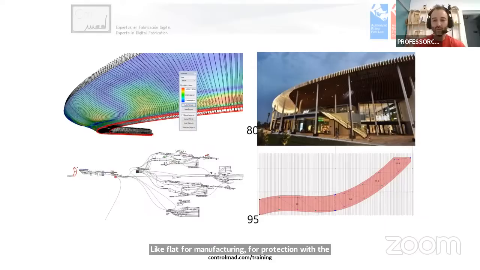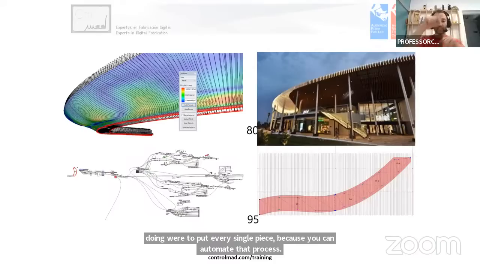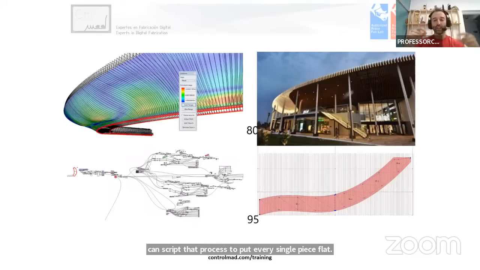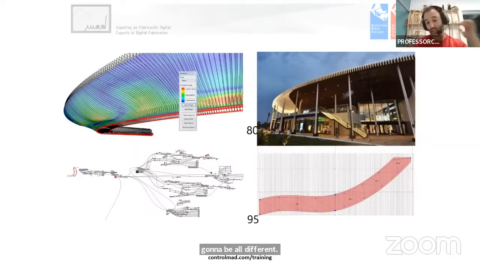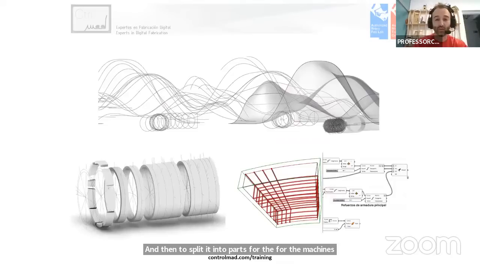And then what we were doing was putting every single piece flat, because you can automate that process, you can script that process. Then we designed the structure that was going to go inside with the dimensions and everything, because it was all going to be different, and then split it into parts for the machines that had to cut those pieces.